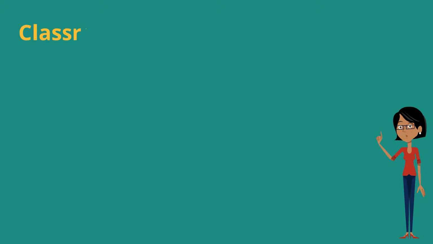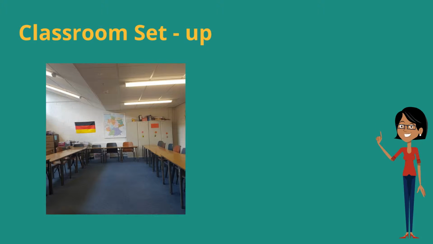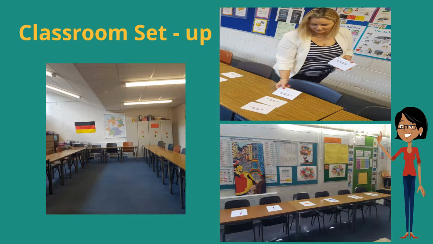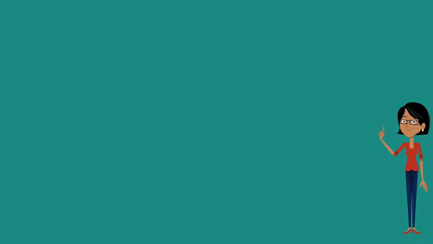How do I set up my classroom for running dictation? I put the desks in 2 rows at either side of the room. I put the pieces of text which contain a particular language structure or vocabulary aspect in random order onto the desks at one side of the room and place the pens and paper on the desks at the opposite side of the room.